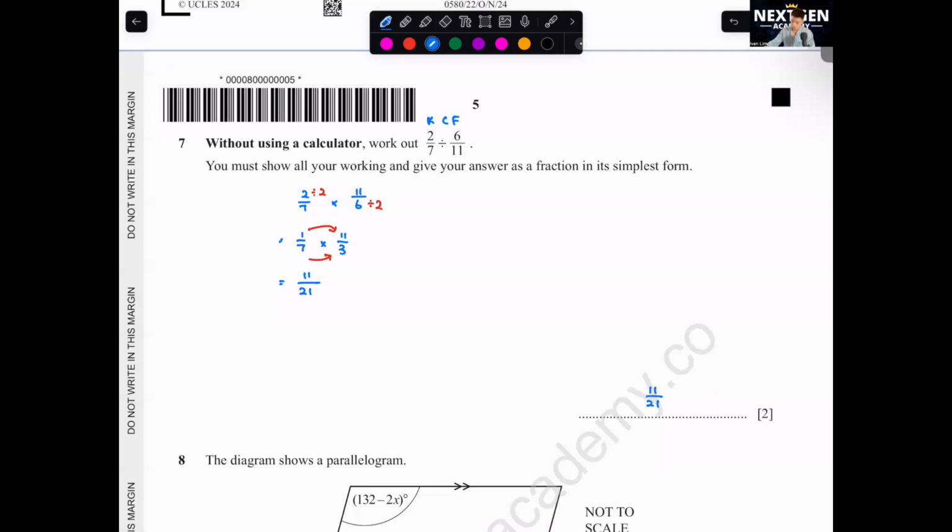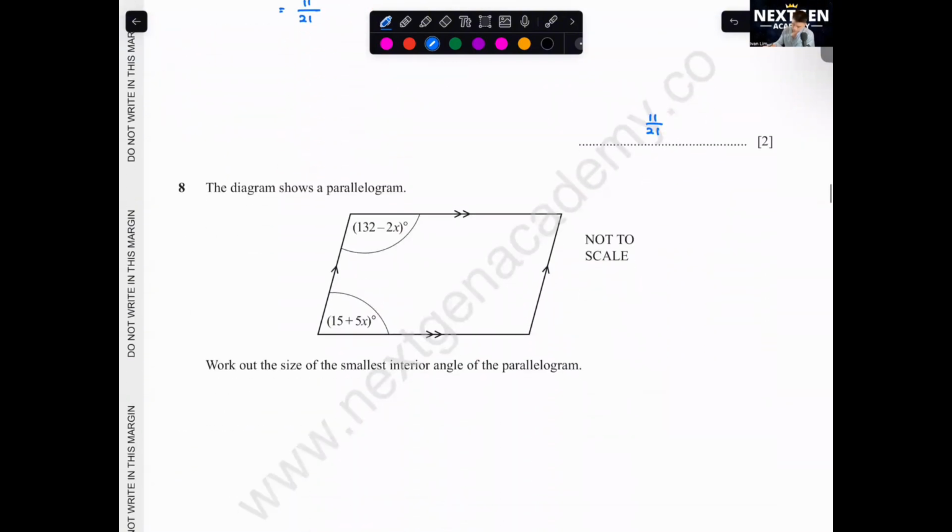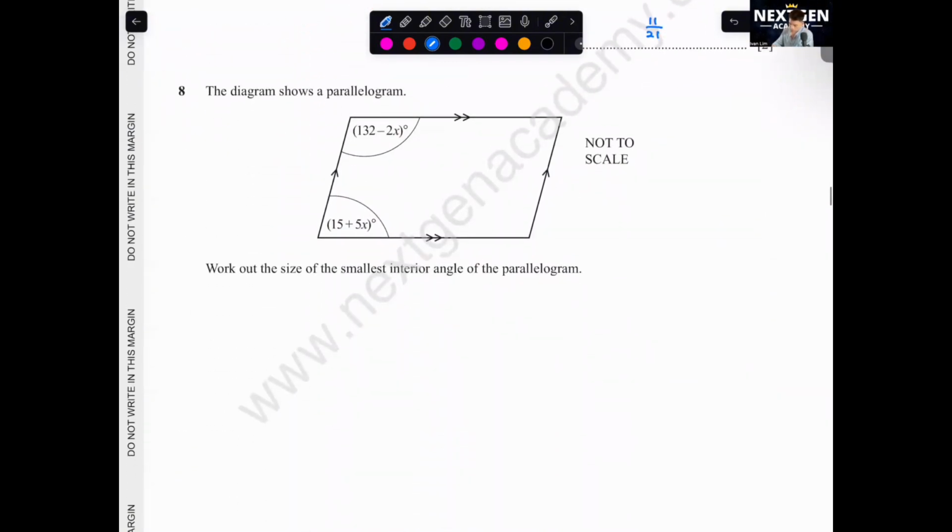Okay, next one. Question 8. Parallelogram. Work out the smallest interior angle of the parallelogram. What are the properties of the angles of a parallelogram? We have to know this: the opposite angles will be equal to each other. So here will also be 15 plus 5x, then here will be 132 minus 2x. The opposite sides will also be equal to each other.